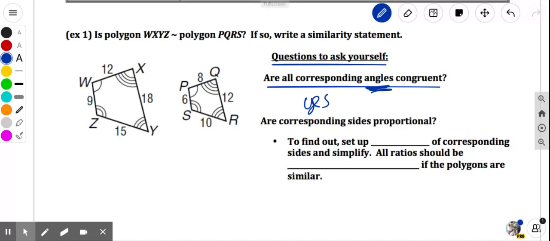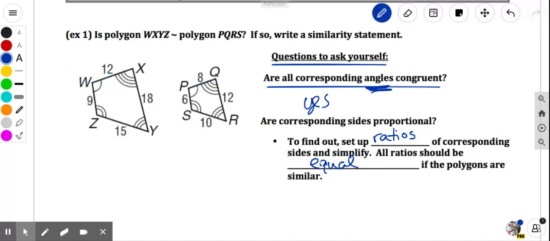To find out if the sides are proportional, you're going to set up ratios of corresponding sides and simplify. All ratios should be equal if the polygons are similar. So basically, when you set up your ratios, you just have to figure out which sides correspond using the angle markings, just like how we did with congruency. So like 12, for example, would match up with 8, because see how 12 is on a side with 1 arc and 4 arcs, and so is 8. So you basically figure out which ones match and you write ratios of them.